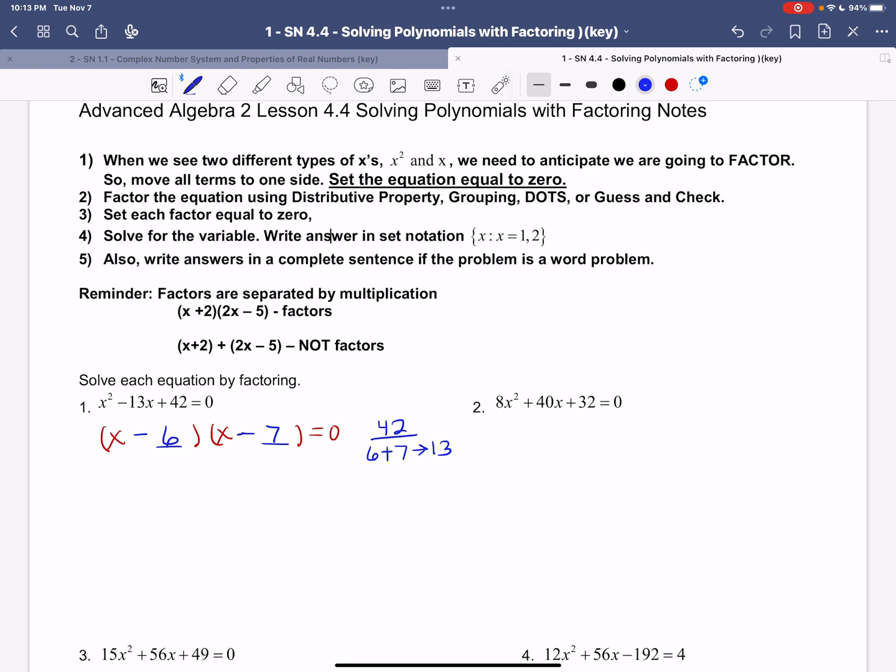All right. Step number 3, it says set each factor equal to 0. So I'm now going to remember, this is a factor. And this is a factor.